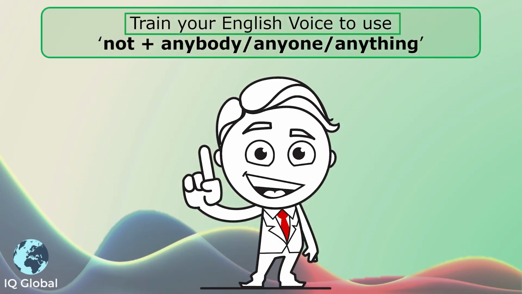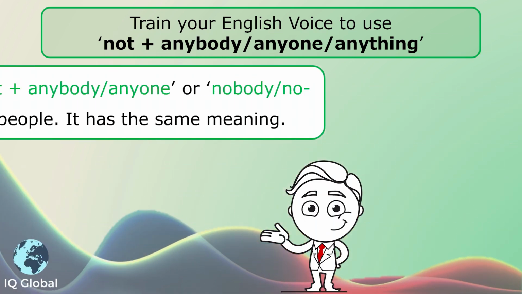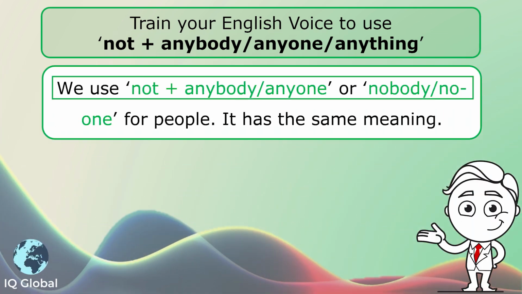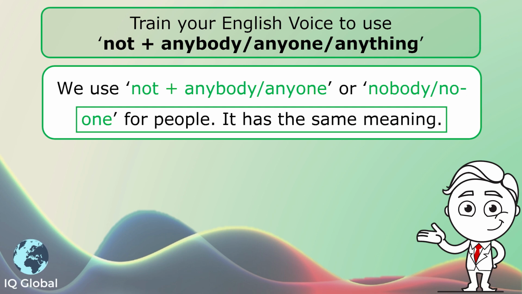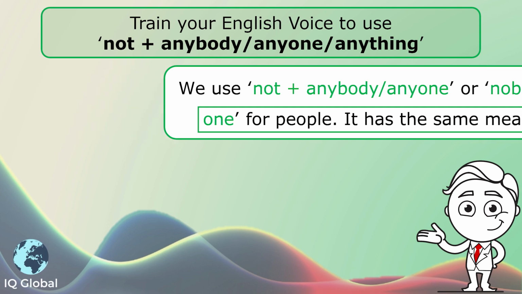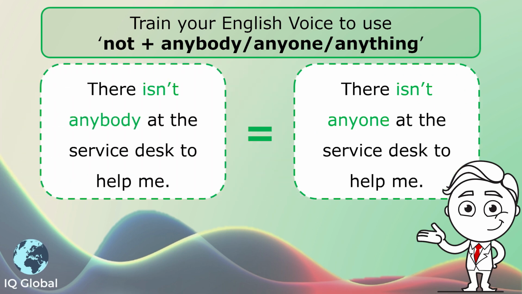Train your English voice to use not plus anybody, anyone, or anything. We use not plus anybody, anyone, or nobody, or no one for people, and it has the same meaning. Let's have a look at some examples.